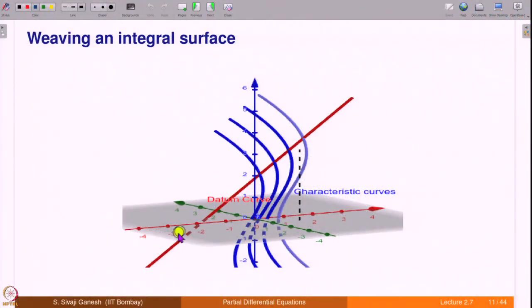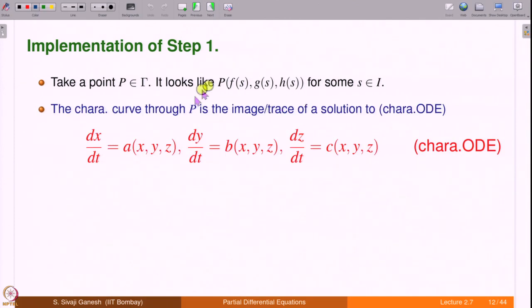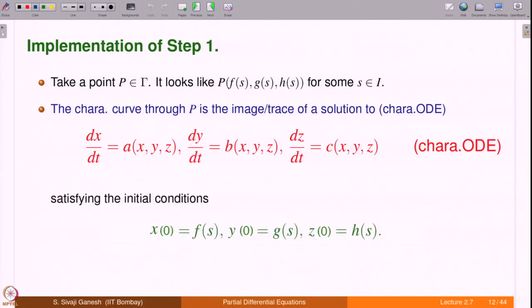Okay, here this is the datum curve, these are characteristic curves, this is the same picture which I have just drawn. For this what we do, take a point on gamma, any point on gamma looks like (fs, gs, hs), and then solve this system of characteristic ODE with initial conditions fs, gs and hs. It means that when you look at this gamma, you take at this point (fs, gs, hs), the point looks like this.